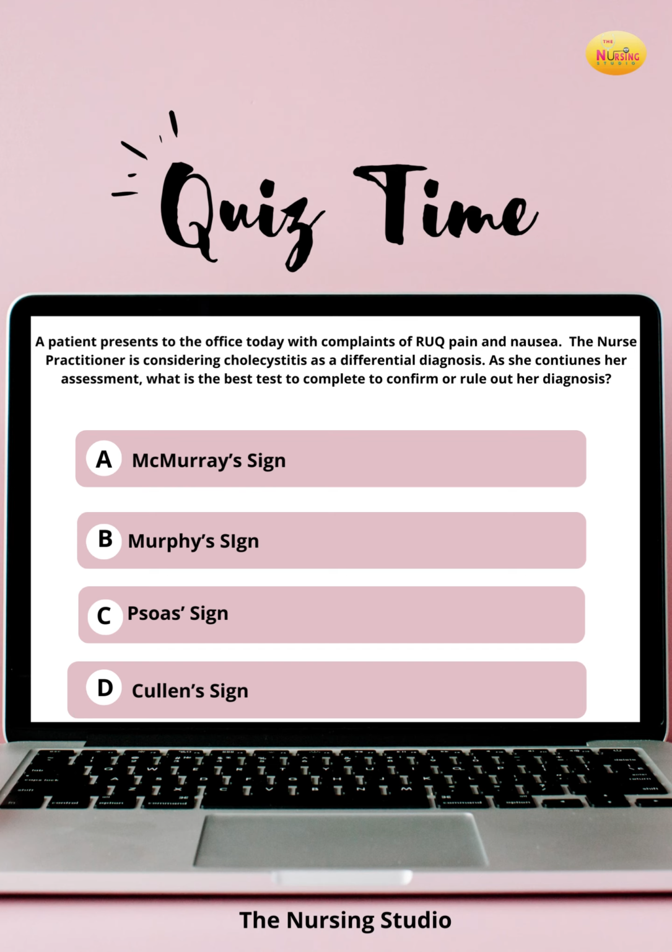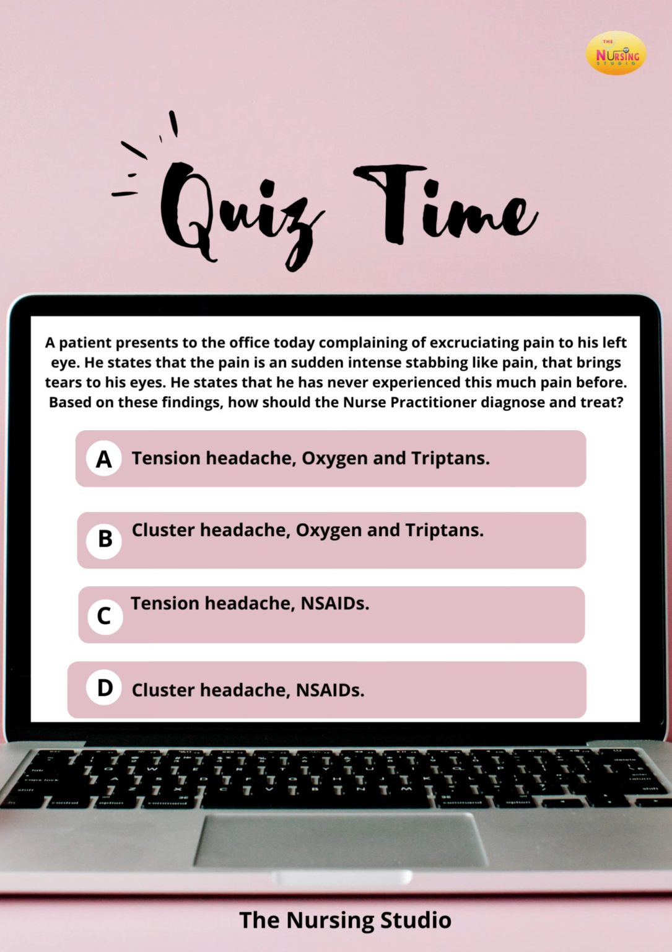All right, let's get to our last question for today. So, a patient presents to the office today complaining of excruciating pain to his left eye. He states that the pain is a sudden, intense, stabbing like pain that brings tears to his eyes. He states that he has never experienced this much pain before. Based on these findings, how should the nurse practitioner diagnose and treat?